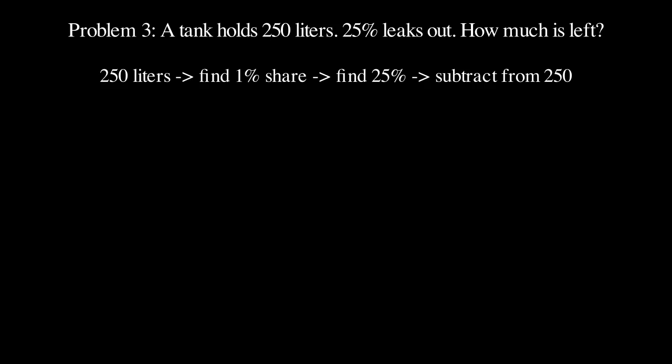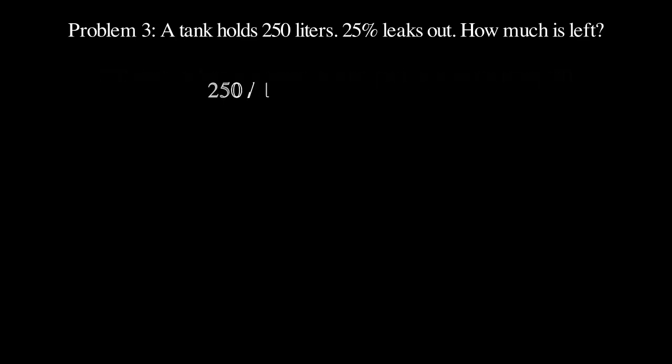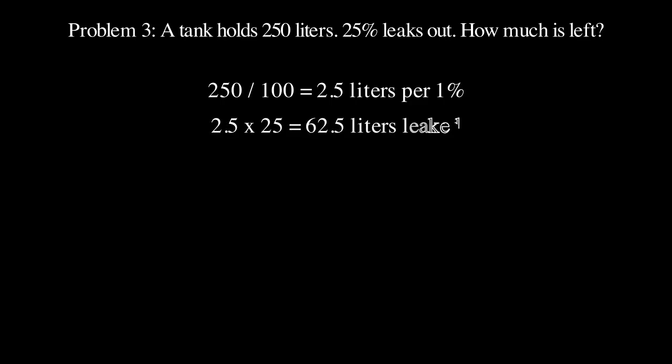A water tank holds 250 liters. If 25% of the water leaks out, how many liters are left in the tank? First, we find how much water 25% actually is, using the same 1% share trick. Then we subtract that leaked amount from the full tank. 250 liters split into 100 equal shares gives 2.5 liters per share. 25 of these shares is 2.5 multiplied by 25, which comes to 62.5 liters leaked. Now we subtract that leaked amount from the full 250 liters, leaving 187.5 liters in the tank.